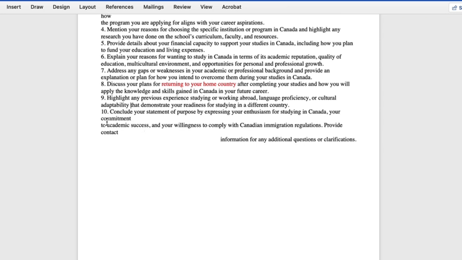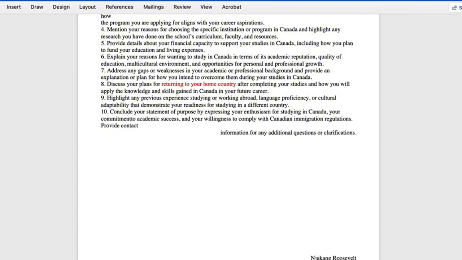And the last point is conclude your statement of purpose by expressing your willingness to study in Canada, your commitment to academic success, and your willingness to comply with all Canadian immigration laws.